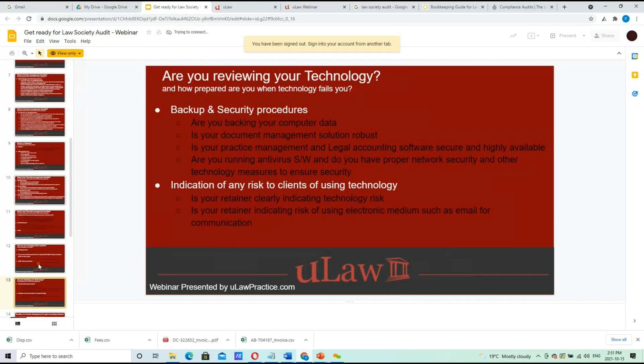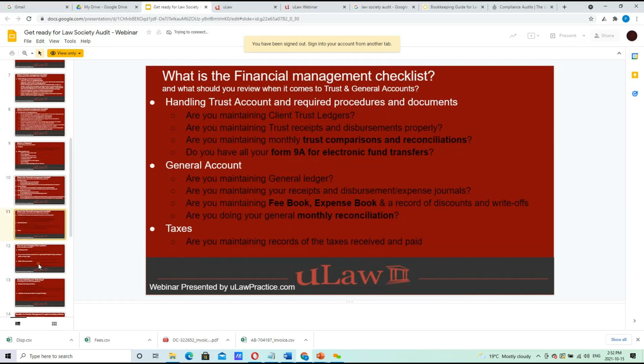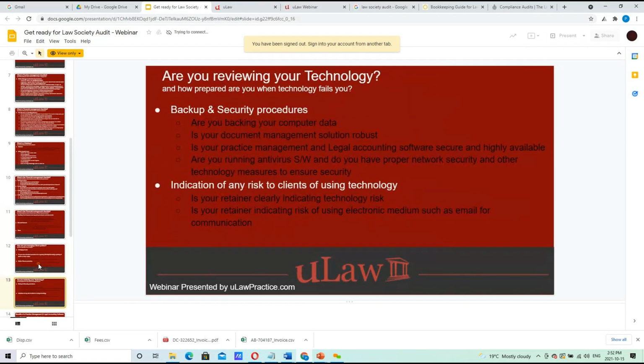All right, so we looked at practice, we've looked at the financial checklist, and that was pretty much the last. And then we look at technology. Now, not all audits ask for your technology review. It might be a passing question.